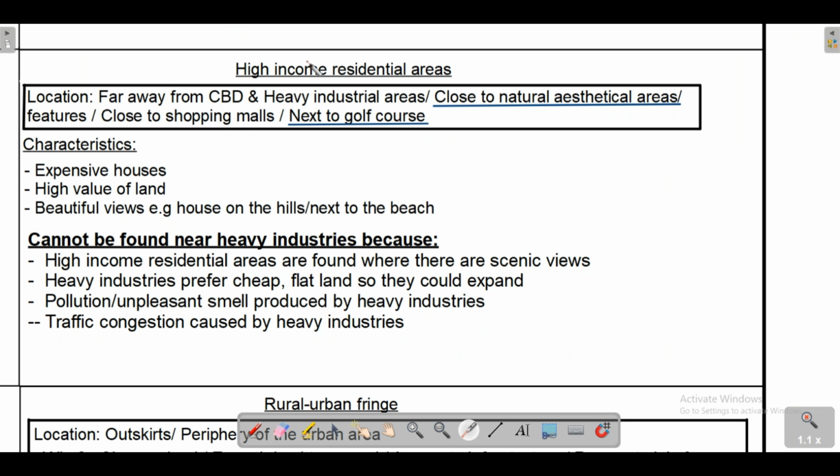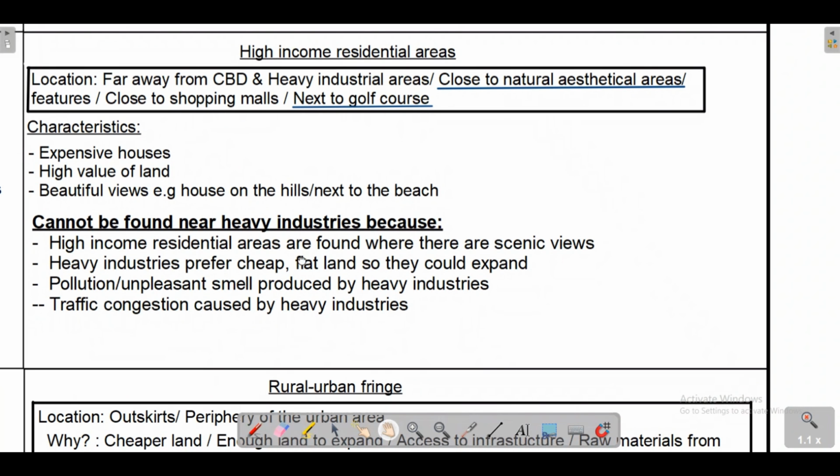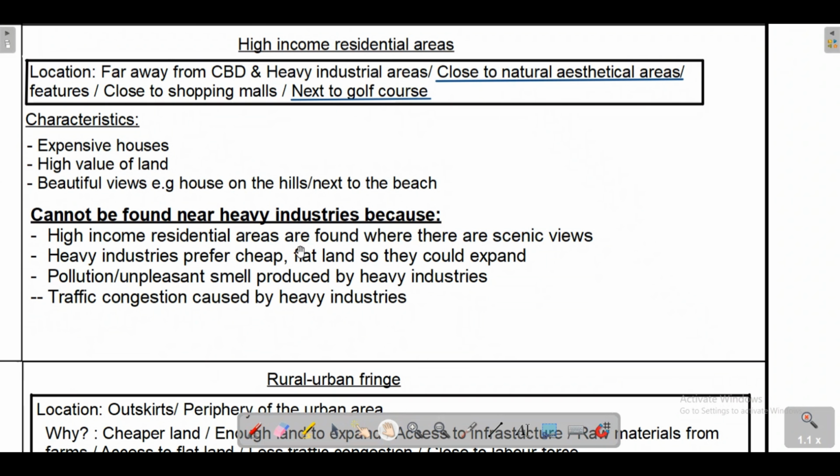And yes, high income residential areas as well as heavy industries are not compatible. They can never be close to each other. And they like to actually ask that question as well. Why is it that? Why are they not compatible? Why are they not close to each other? High income residential areas prefer scenic views. They prefer areas that are naturally beautiful. And of course, they want to avoid that air pollution from heavy industries. They pay a good price to be there. So that air pollution, that smoke coming from heavy industries, they want to avoid that.